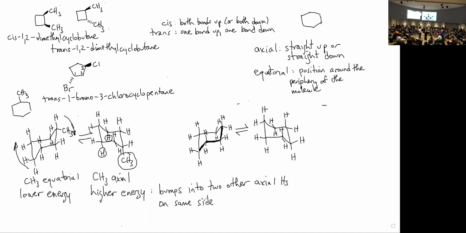So that's why. And that phenomenon is called torsional strain. I mentioned it before. It's the phenomenon of two or more groups bumping into each other that are not directly bonded together, but are close in three-dimensional space. So that's an example of torsional strain. And that torsional strain is relieved when the methyl group is in the equatorial position. Now it's not bumping into anything. So I think that's about all I needed to say about that.